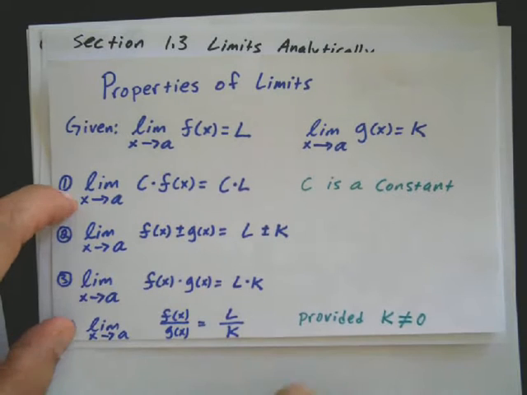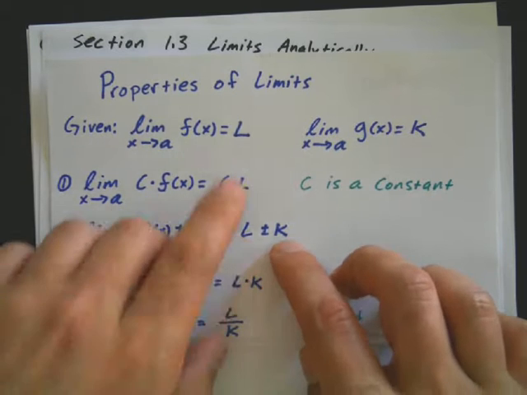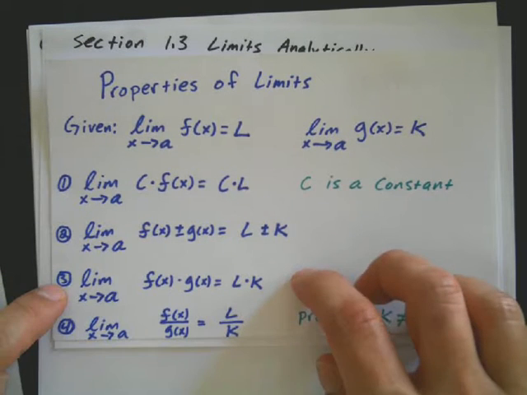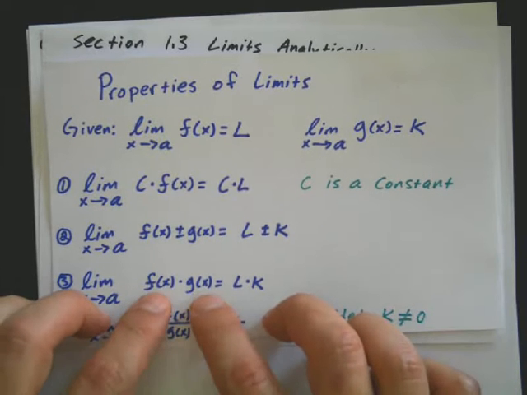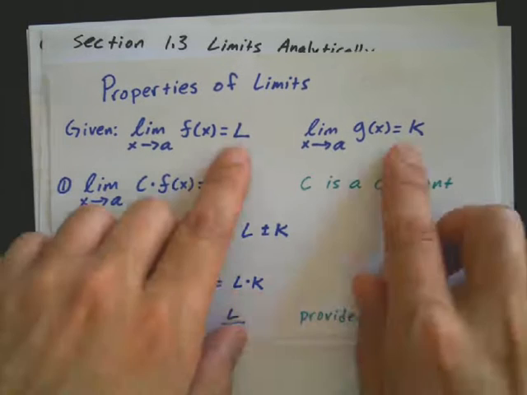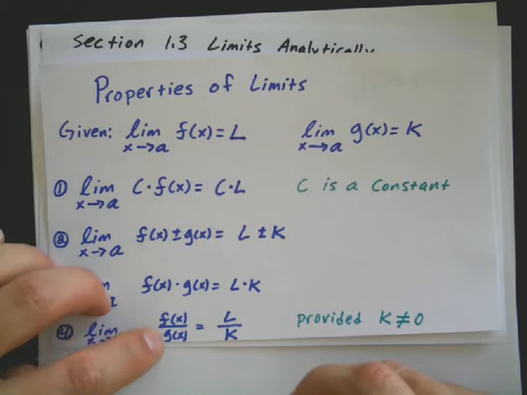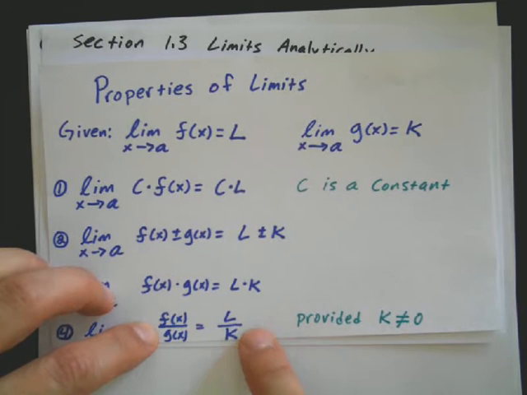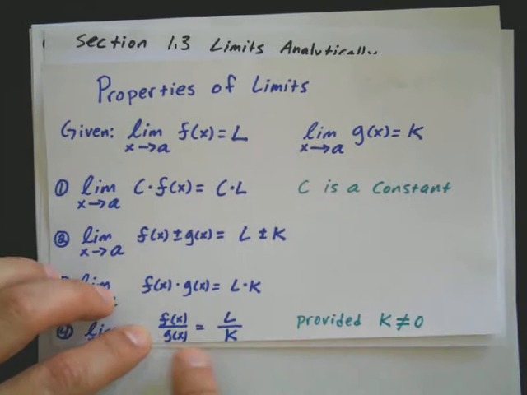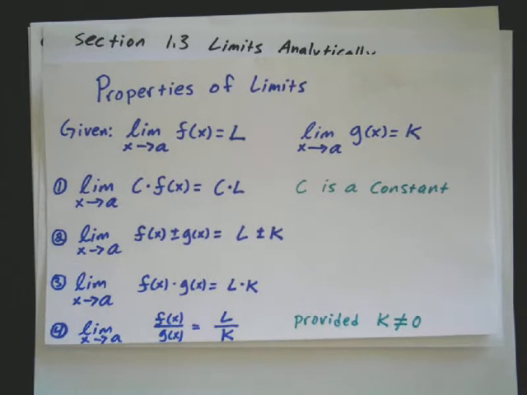Property number 2 says that if you're adding or subtracting two separate functions, you could add or subtract their answers. Property number 3 says somewhat similar, that if you're multiplying two separate functions, then you can multiply their individual limits. And then property 4 goes along with that as well, that if you're dividing two functions, then you can divide their individual limits up here, provided that the denominator k does not equal 0. So whatever is down over here, that limit cannot equal 0, because as we all know, we can't divide by 0.